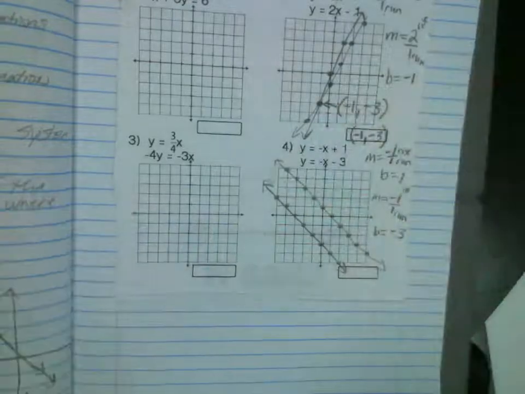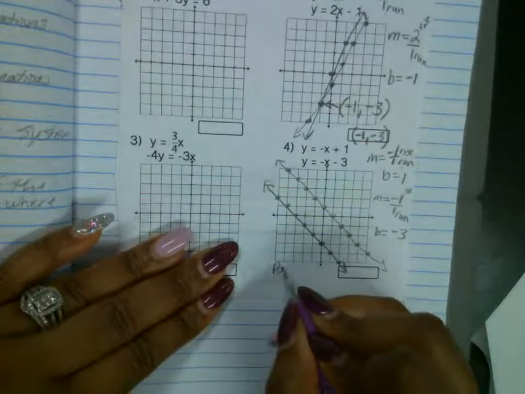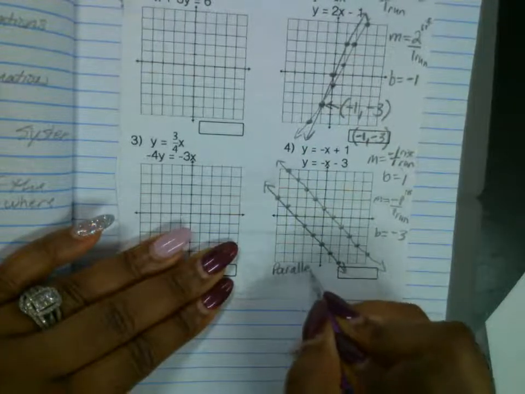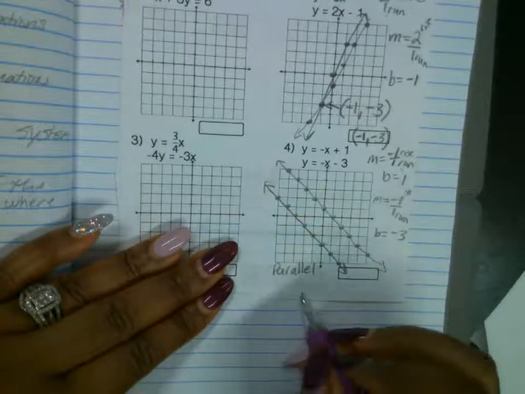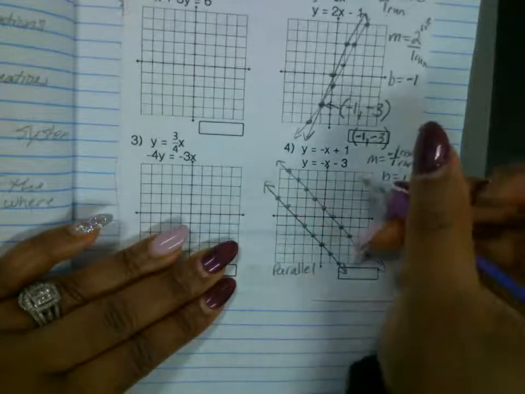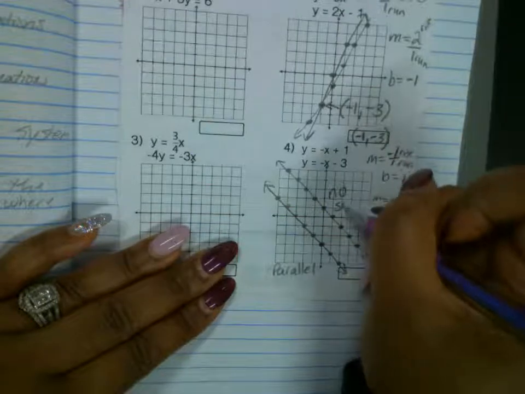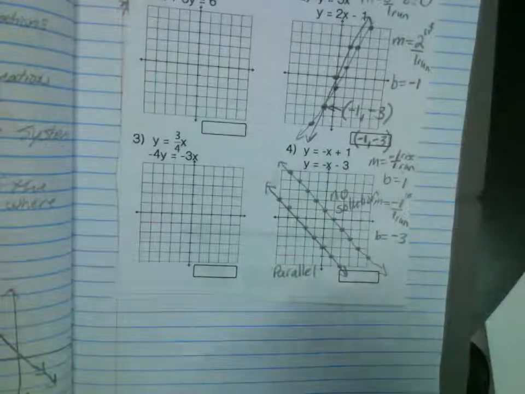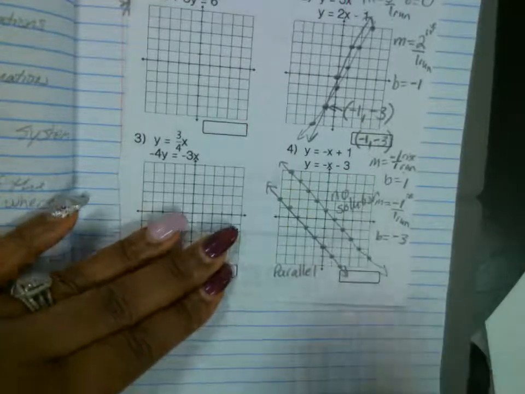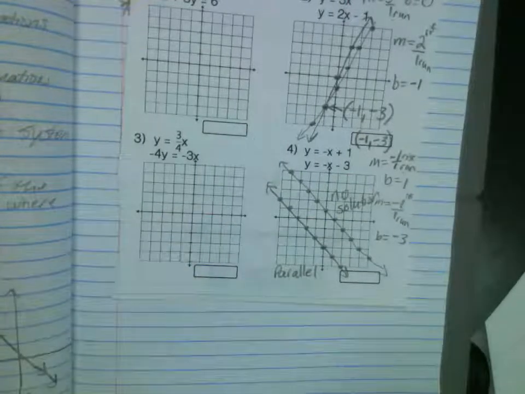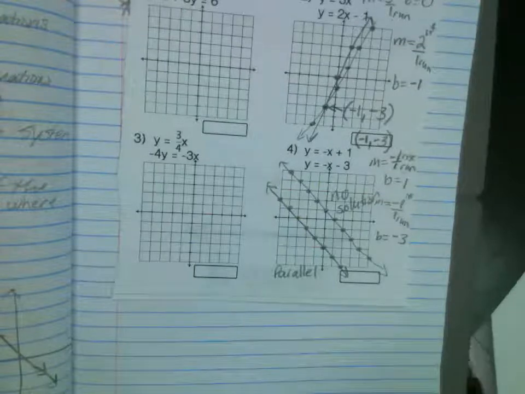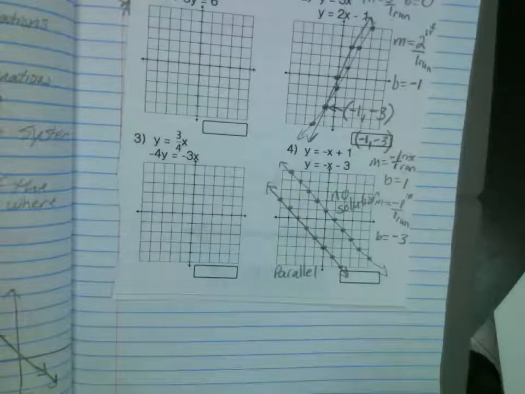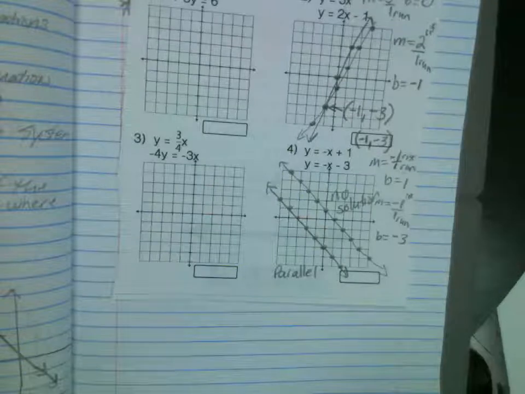They don't intersect. They're parallel, right? So do they share any points? No. So that means there's no solution here. This is no solution. It's a no solution because they don't share any points. Any questions? Anybody else?